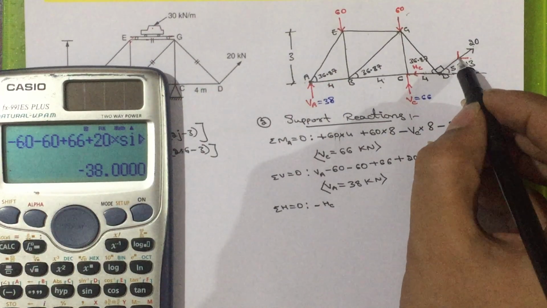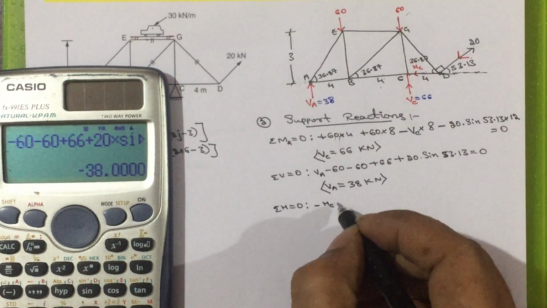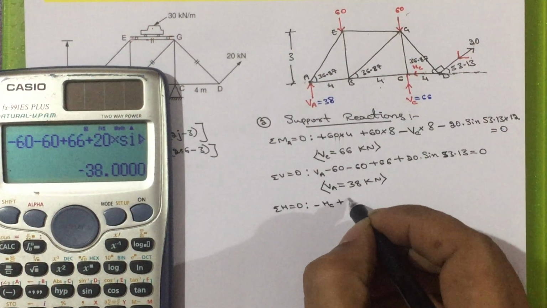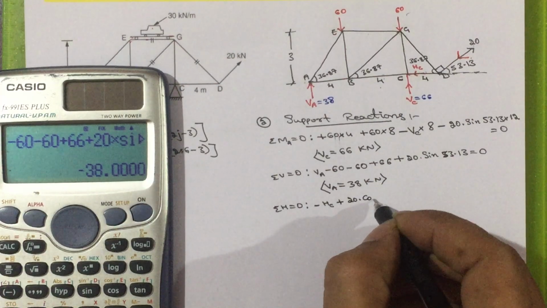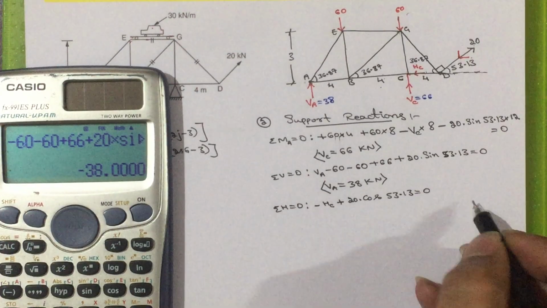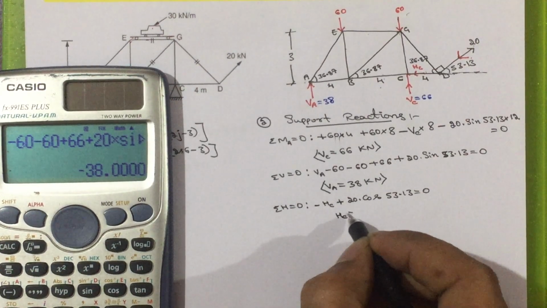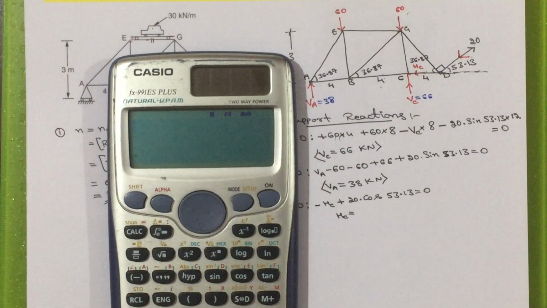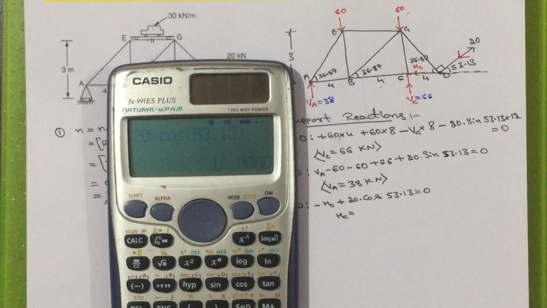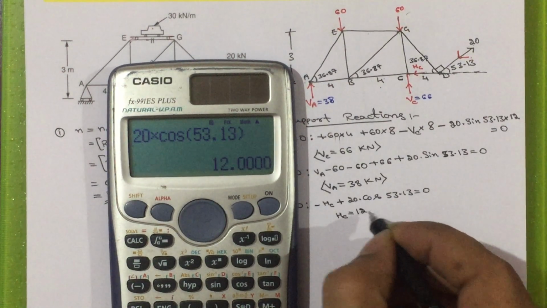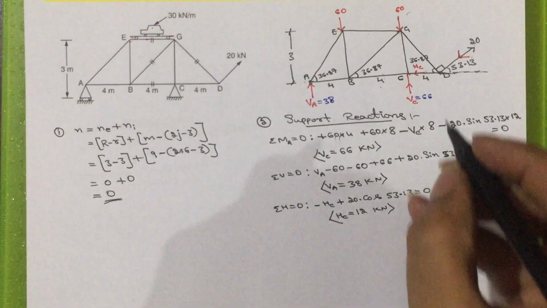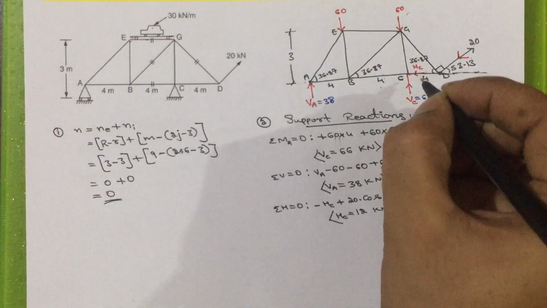Here the vertical component you leave it. The horizontal component is moving rightward, so positive, and the component is F cos theta, that is 20 into cos of 53.13, that should be equal to 0. If you move Hc, you are going to get Hc as 20 into cos of 53.13. So we will get it as 12 kilonewton. So update the value. Hc is 12.